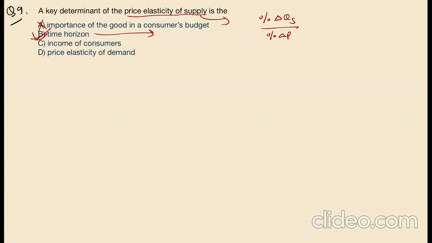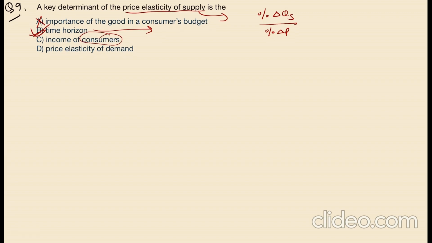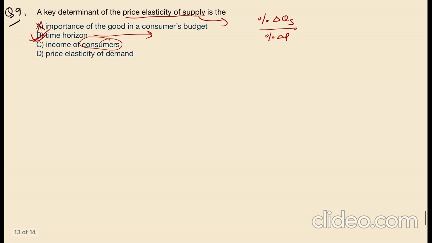Now let us look at the other options as well. Option C, income of consumers. Again, whatever is happening with the consumers, it doesn't have any direct impact on price elasticity of supply. Option D, price elasticity of demand. Well, I don't think there is any direct relation between price elasticity of demand and price elasticity of supply. So I think the answer should be option B.